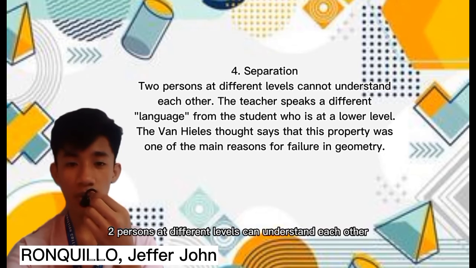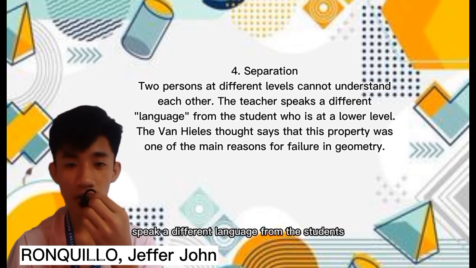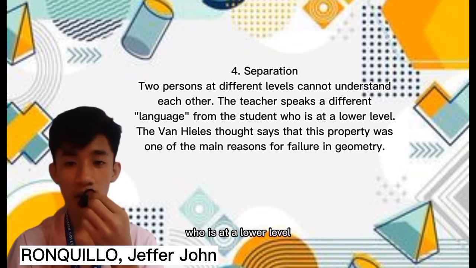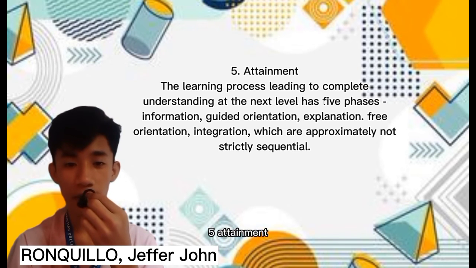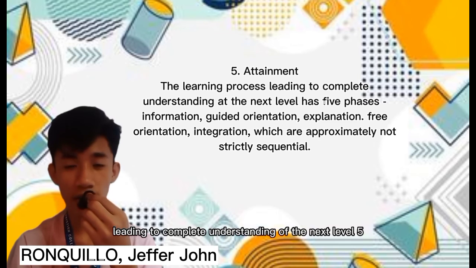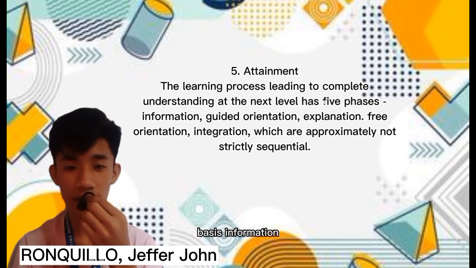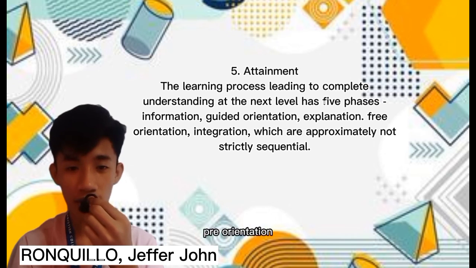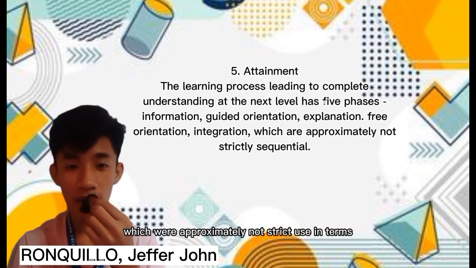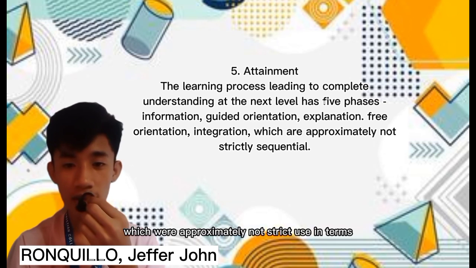4. Separation. 2 persons at different levels cannot understand each other. The teacher speaks a different language from the students who are at a lower level. 5. Attainment. The learning process leading to complete understanding at the next level has 5 phases: information, guided orientation, explanation, free orientation, integration, which are approximately but not strictly sequential.